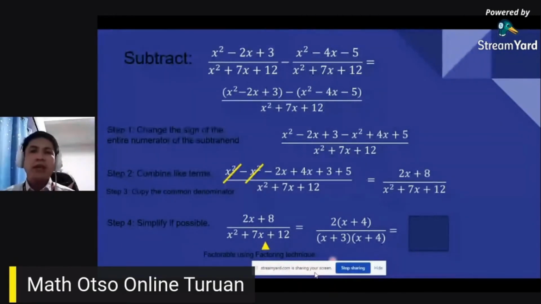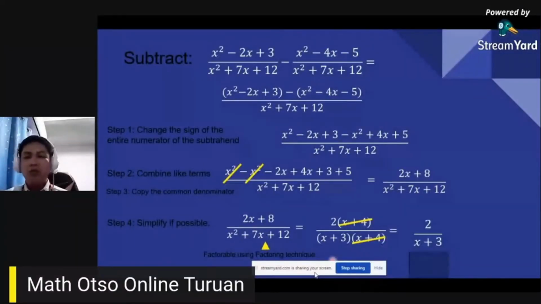Then, finally, we can apply cancellation. So, alin dyan ang pwede nating i-cancel? Anybody? Very good. Tama. Yung x plus 4 at yung x plus 4 na nasa numerator at nasa denominator. Again, sabi nga nung lesson natin last week, sa simplifying, pag may common binomial, parehas, canceled out. So, anong natira? Siyempre, 2 over x plus 3. So, that is how we subtract with common denominators.